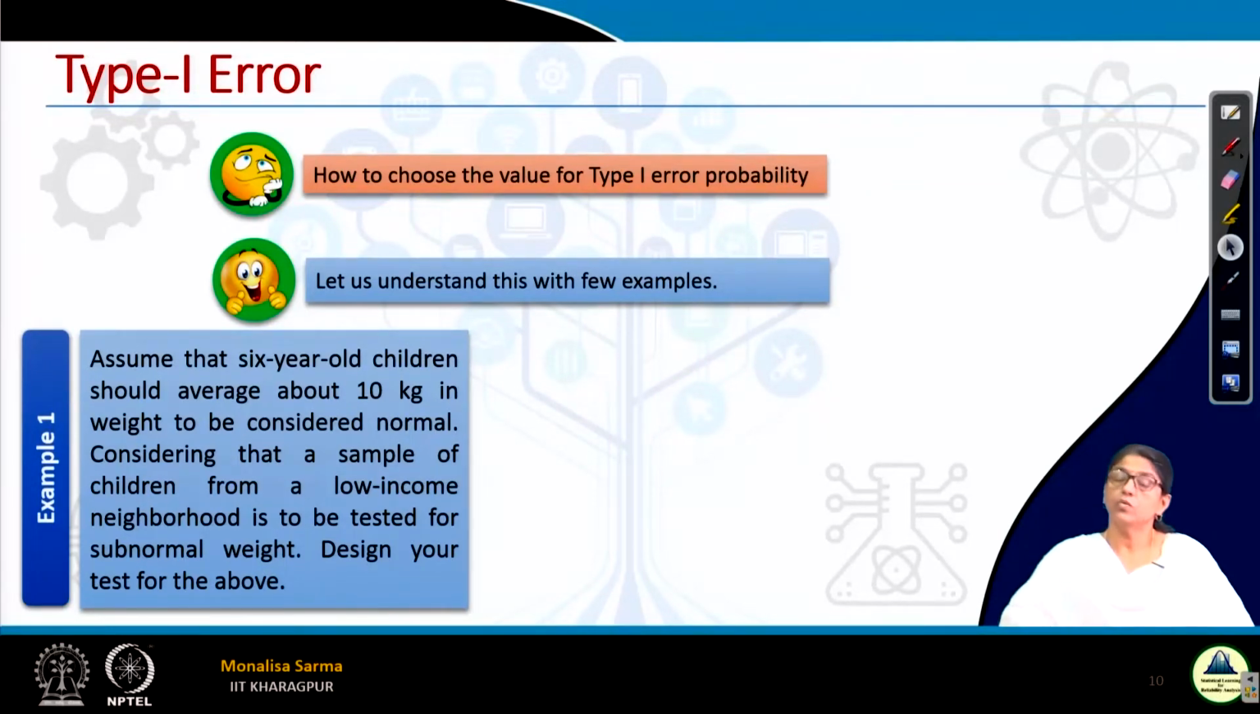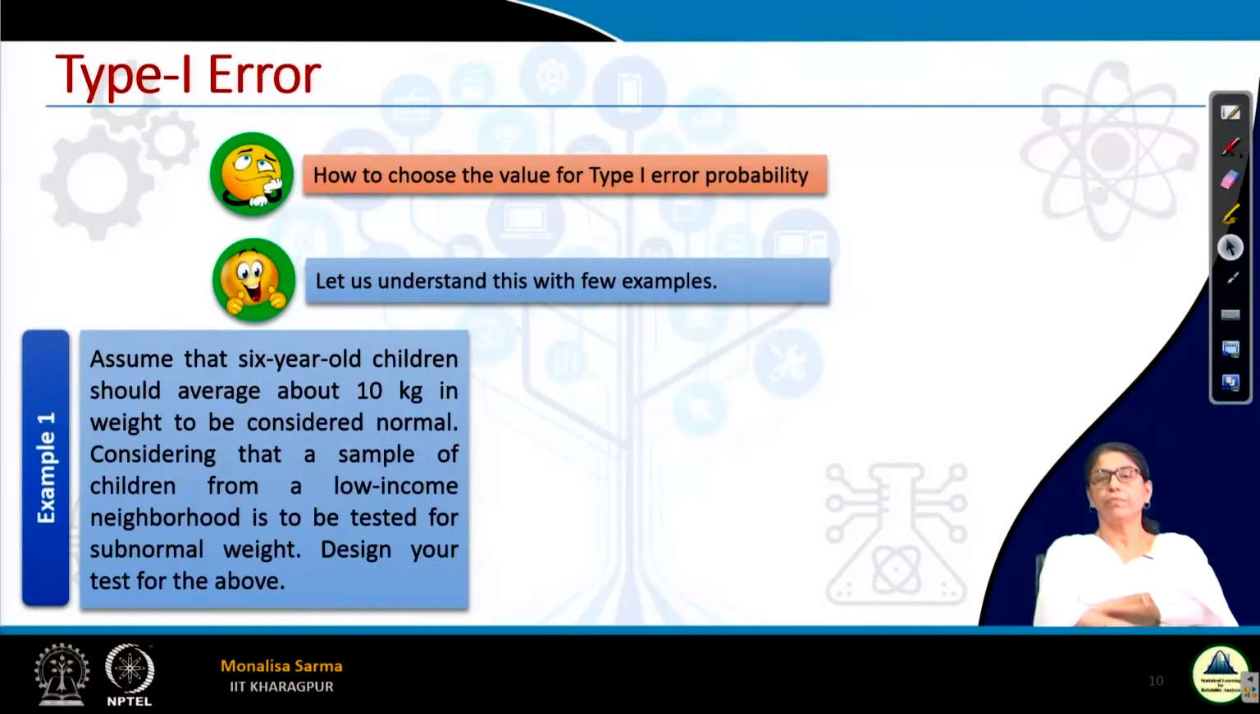So now see here, what will be my null hypothesis, what will be my alternate hypothesis, what will be my significance level. Here my null hypothesis is definitely mu is 10 kg, because I will always want to maintain the status quo. But what I want to prove is that mu is less than 10 kg, because if it is less than 10 kg, then I will have to start some nutritional program for the children of that slum area.